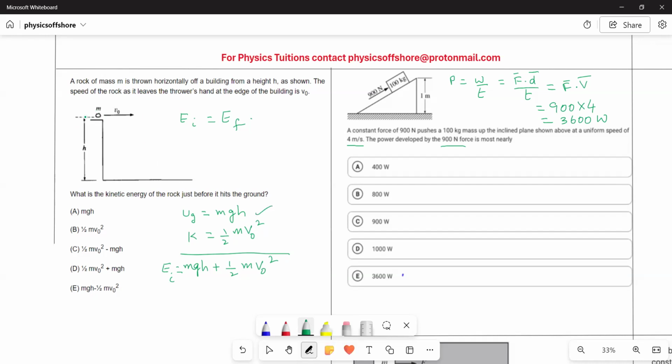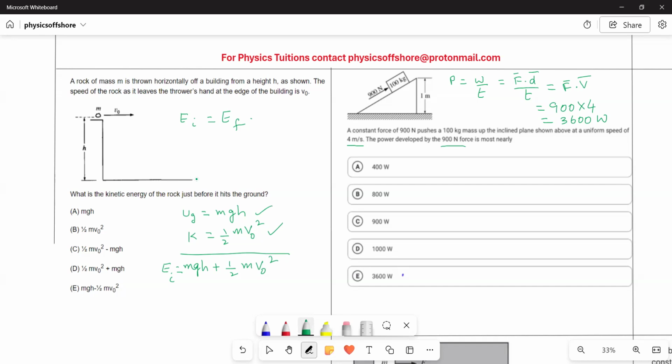And then it is traveling with a velocity of v naught. Therefore, it has kinetic energy, which is half mv naught squared. So the initial energy of the system is mgh plus half mv naught squared. And it leaves the thrower's hand, falls down, and then hits the ground.